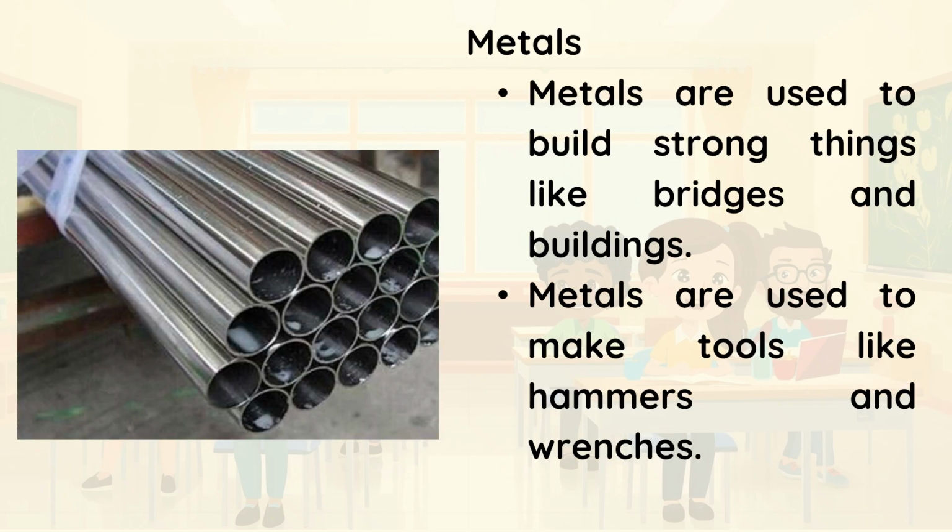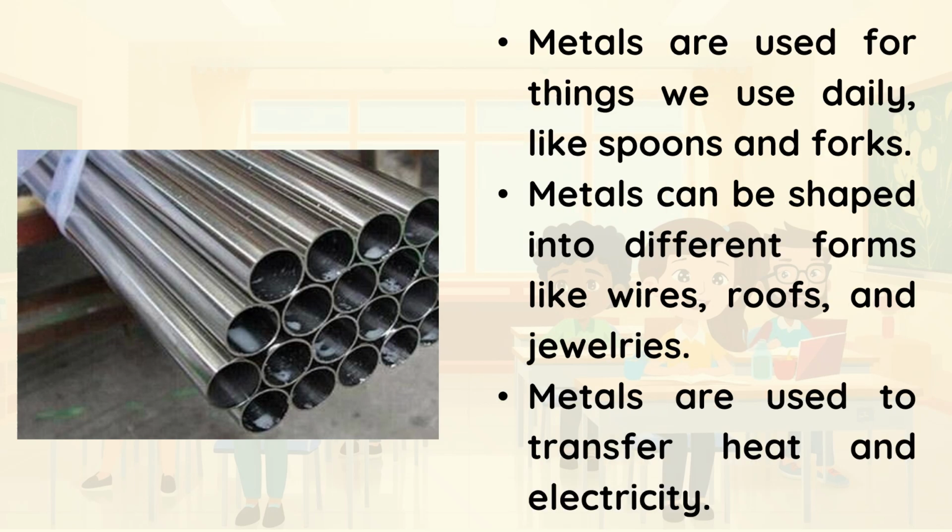Metals. Metals are used to build strong things like bridges and buildings. Metals are used to make tools like hammers and wrenches. Metals are used for things we use daily like spoons and forks. Metals can be shaped into different forms like wires, ropes, and jewelry. Metals are used to transfer heat and electricity.